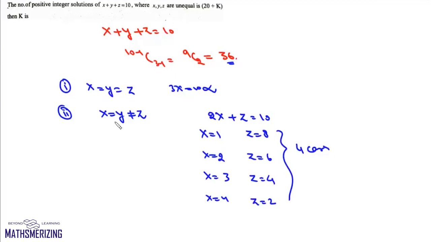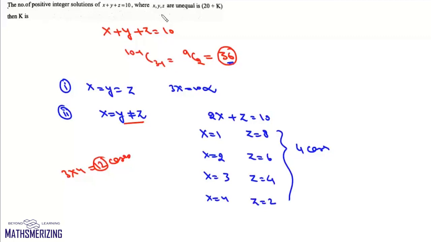Now we'll have 2 more cases, when y equals z and when x equals z. So it will be simply 3 into 4, which is 12 cases. So from these 36 cases, we have to remove these 12 cases. Then we'll get the number of positive integral solutions where x, y, and z are unequal.